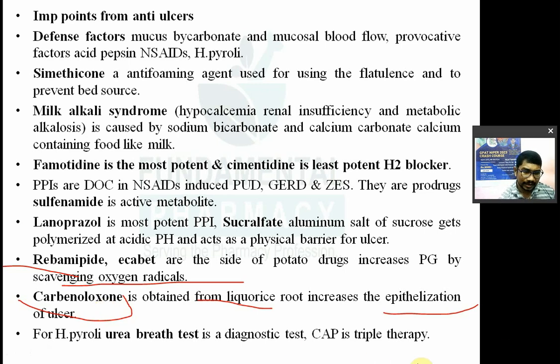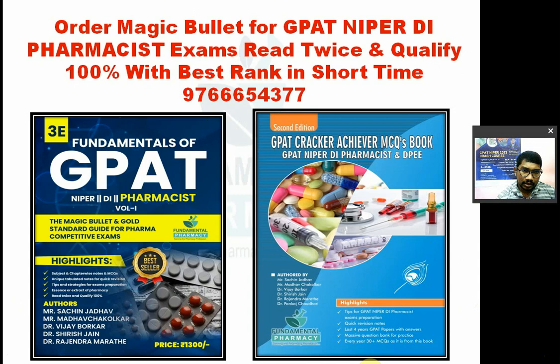Now for the diagnosis or identification of H. pylori, there is a test known as the urea breath test. It is a diagnostic test. Now CAP, CAP means kya? C means clarithromycin, A means amoxicillin and P means proton pump inhibitor. So CAP is nothing but a triple therapy for H. pylori infection.